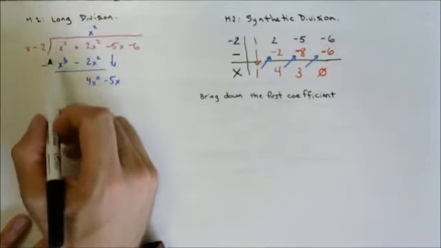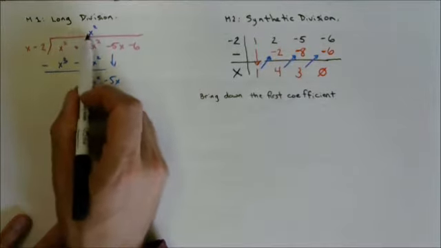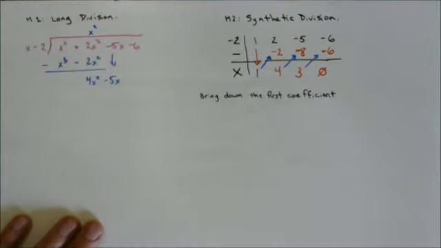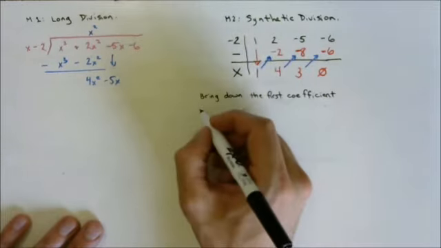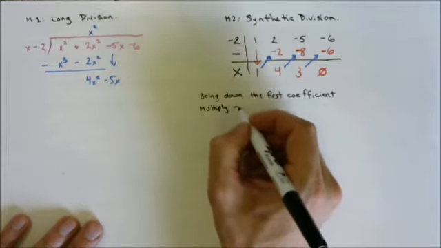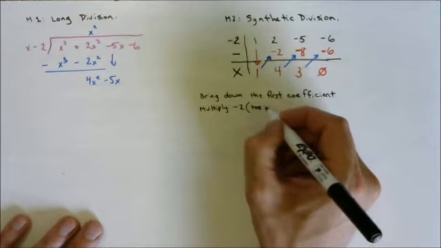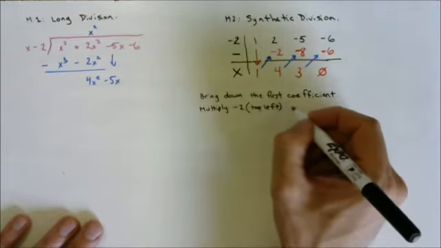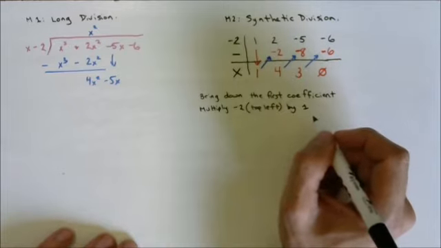Okay, and we said that's because if you have a coefficient here and you divide it by 1, you're going to get the same number here, as part of the answer. Bring down the first coefficient. Then we're going to multiply negative 2, that's the negative 2 that's in the top left, by the 1. That's the 1 that we brought down.